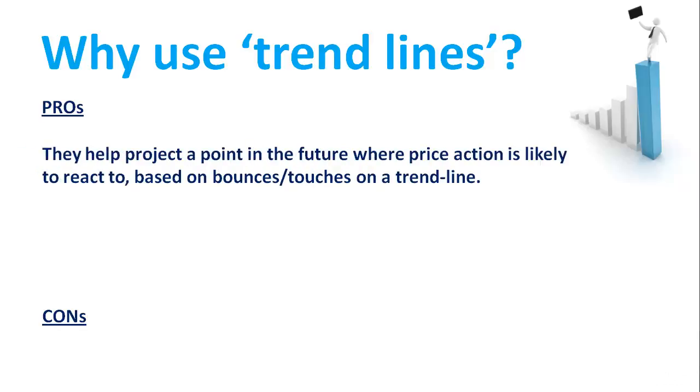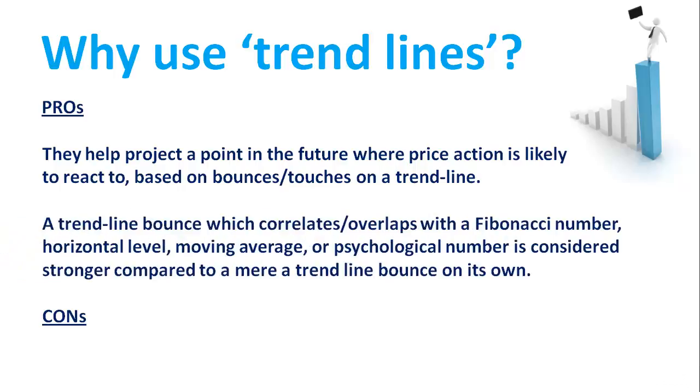Trend lines help us to project the future, at where price action is likely to react based on previous touches or bounces with price action. That's pretty obvious, as we'll demonstrate in a bit. And it shows that a trend line bounce which correlates or overlaps with a Fibonacci number, horizontal level, moving average, or psychological number is considered to be stronger compared to just a mere trend line bounce.